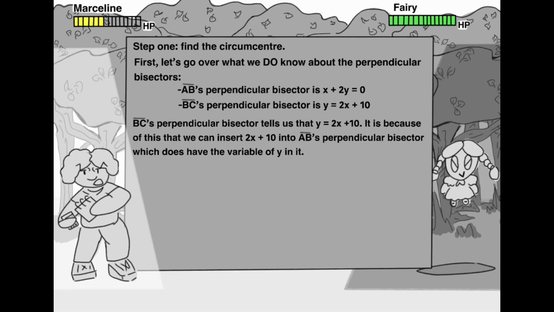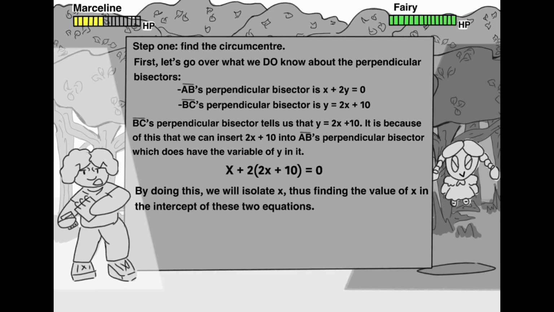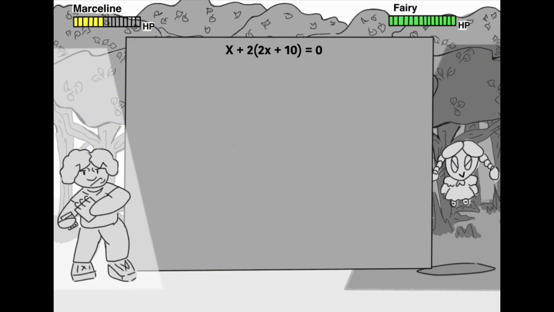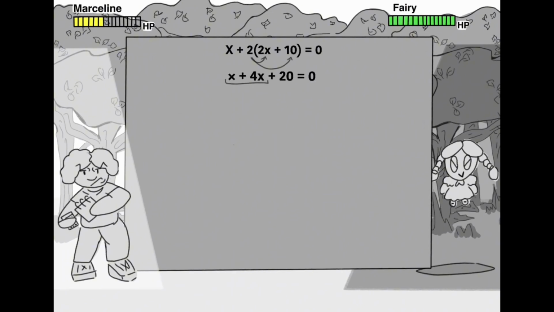BC's bisector tells us that y equals 2x plus 10. Because of this, we could insert 2x plus 10 into AB's perpendicular bisector, which does have the variable of y in it. By doing this, we isolate x, thus finding the value of x at the intersection of these two equations. Now let's solve this equation.